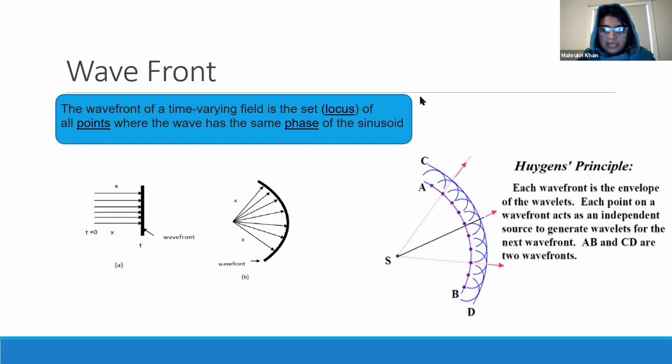This is the Huygens principle, in which they say that each wavefront is the envelope of the wavelets. Each point on a wavefront acts as an independent source to generate another wavelet for the next wavefront, but they work together so that the wave propagates in phase. So that's what the wavefront is. A wavefront is the collection of the points that are working together. Okay?